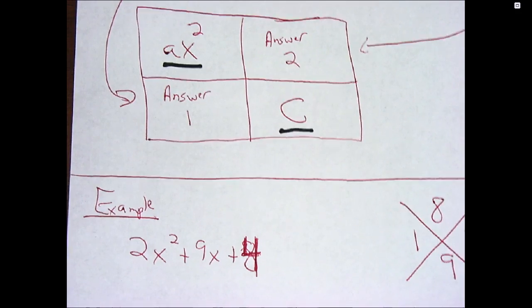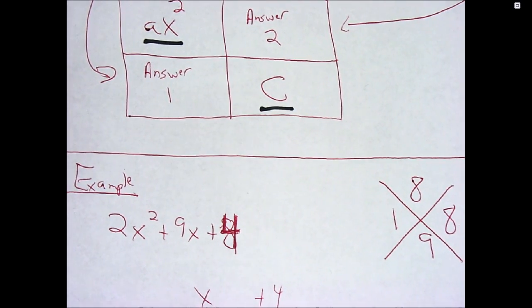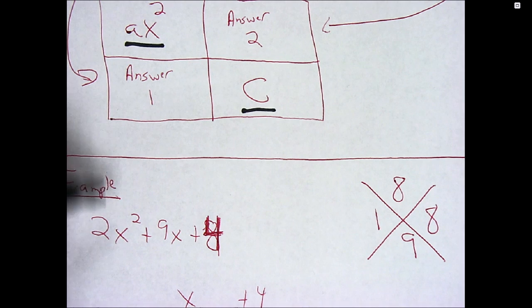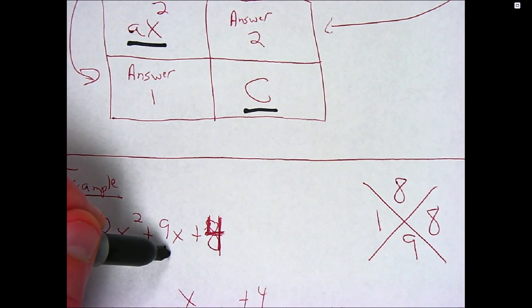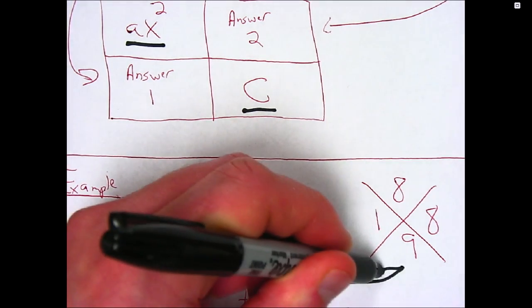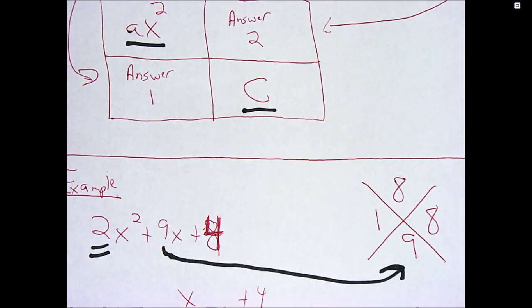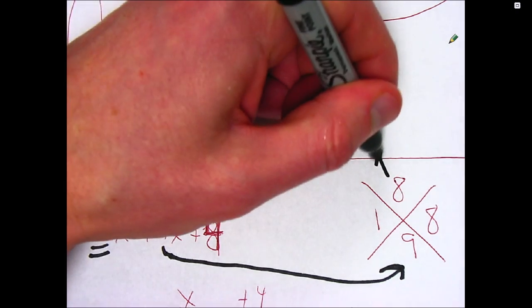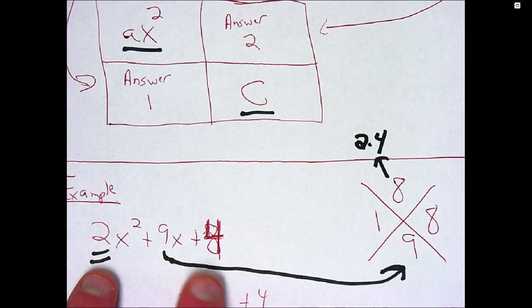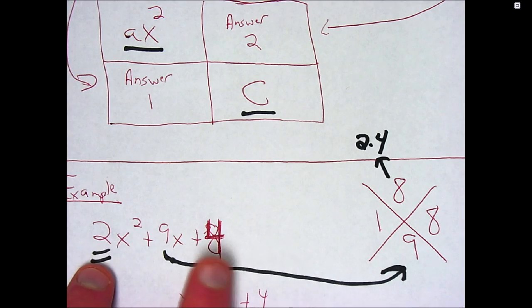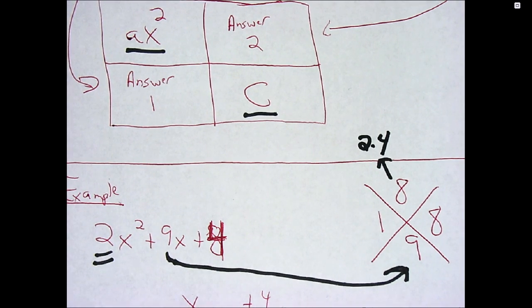So here's an example. We've got 2x squared plus 9x plus 4. The first thing I notice is this number is not 1, so this is a level 2 problem. When I go to set up my diamond problem, this 9 from the middle goes on the bottom, and then remember where that 8 comes from. It comes from 2 times 4. That's the key first step: first times last gives me that top number.